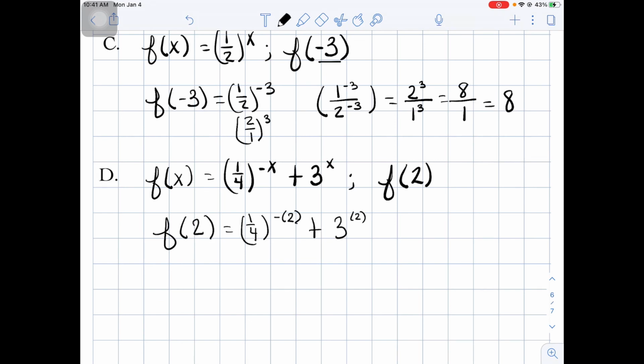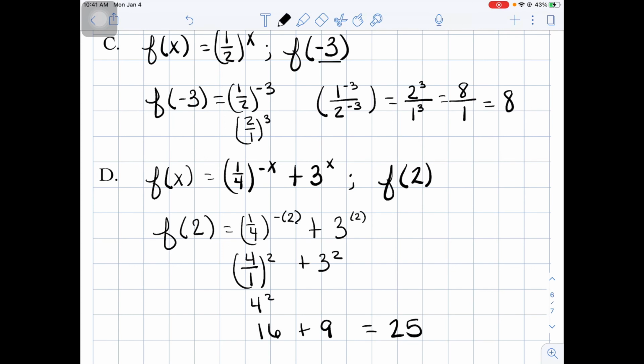Now, let's go ahead and simplify that. Because this is a negative 2, we can go ahead and flip this upside down, and this becomes a positive 2. We can also work it out each individual piece like I showed you before, plus 3 to the 2. Now, let's simplify. Well, 4 over 1 is still just 4. 4 to the second power, 4 times 4 is 16. Okay, so that's simplified. And 3 to the second power is 9. Add those together, and we get 25.